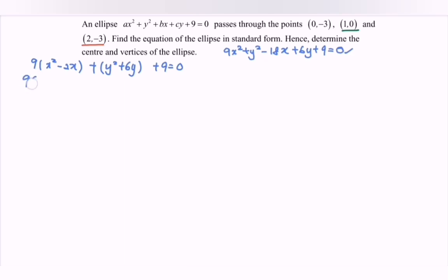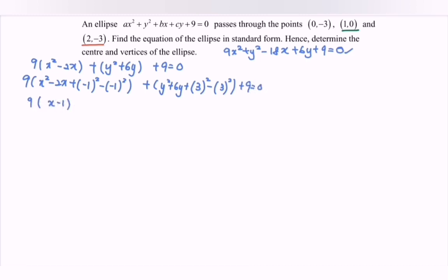So we have 9 bracket x squared minus 2x plus (-1) squared minus (-1) squared, plus bracket y squared plus 6y plus 3 squared minus 3 squared, then plus 9 equals 0. So 9 bracket, we have (x minus 1) squared minus 1, plus (y plus 3) squared minus 9, plus 9 equals 0.